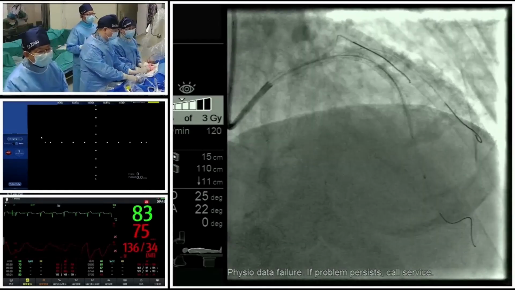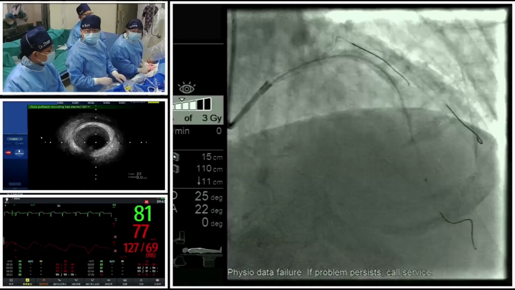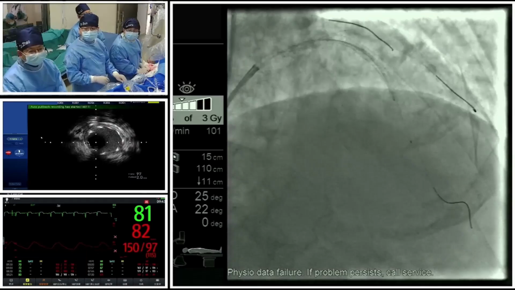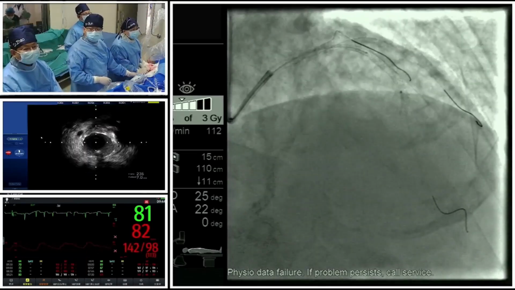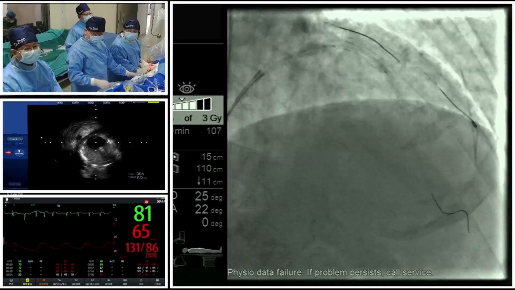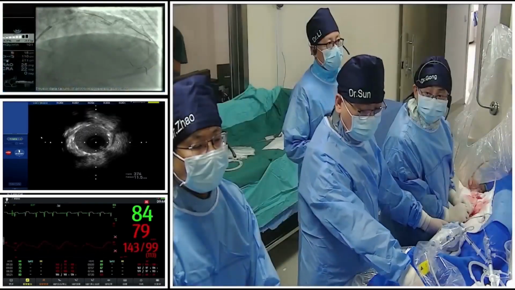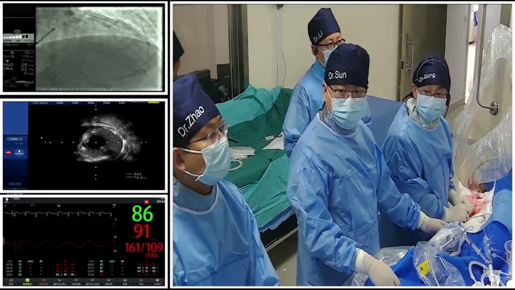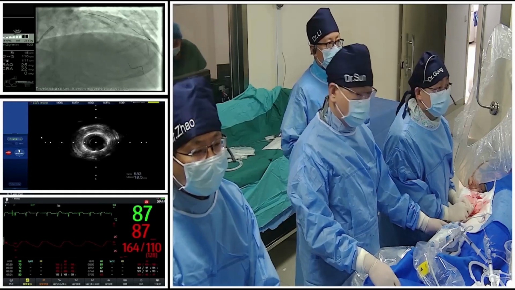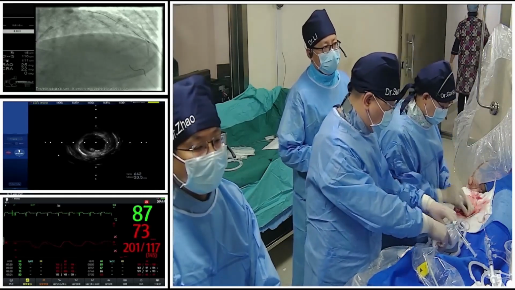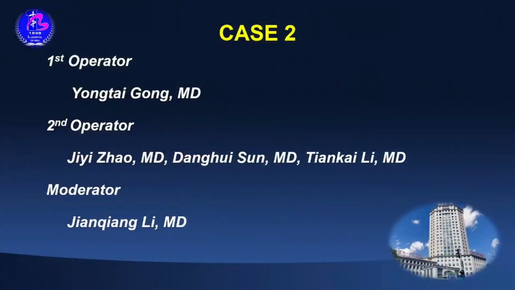Welcome to the second case transmission in the CAFAB 2 of the First Affiliated Hospital of Harvard Medical University. My name is Li Jianqiang. I'm the moderator. As usual, I have to introduce my colleagues first. The first operator is Dr. Gong Yongtai, and Dr. Zhao Jiyi, Dr. Sun Danghui, and Dr. Wang Dingyu are going to assist Dr. Gong during this procedure. I know in the other CAFAB, I think they have shown a very interesting case. I hope here we are going to also please you with this case.